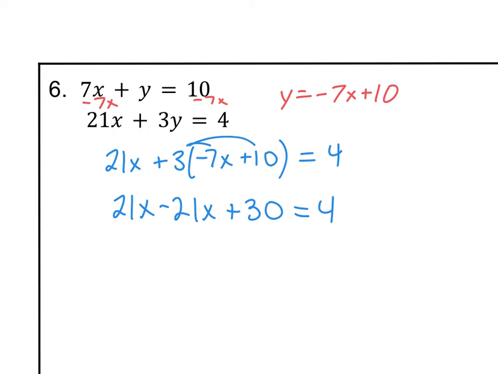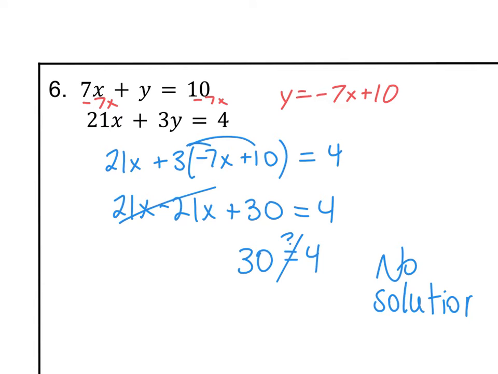Well, what's 21x minus 21x? 0. Those cancel. Does 30 equal 4? Absolutely not. So what is this? No solution. Did anybody do elimination on that one? Yeah? So did you end up getting no solution as well?